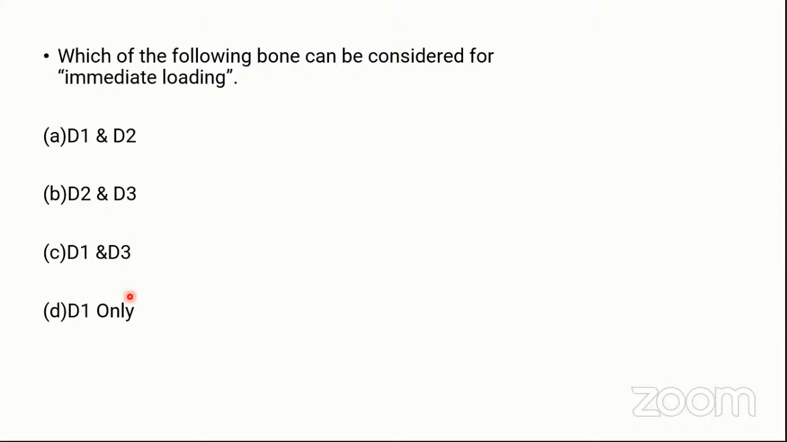So you have to let me know the answer for this. Is it D1? Is it D2? As we know, D4 bone is the worst kind of bone which is available, in which a normal implant will also struggle to osseointegrate, right? So let me know what you think among these 4 options. We had discussed this last time around.